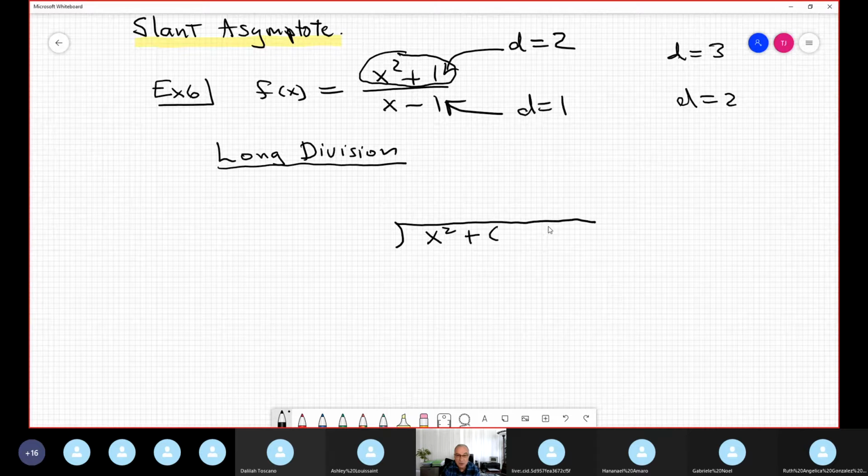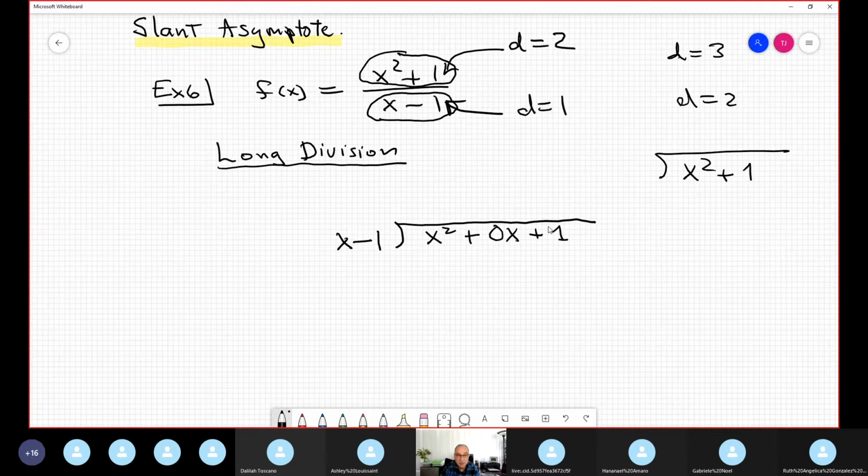Plus 0x, because x alone, so degree 1, is missing in this polynomial, plus 1. This organization is extremely important. If you write it like that, you are lost. No. You reserve one column for the square, one column for the degree 1, one column for the degree 0. Okay, so outside the box, you put the divisor, this polynomial.